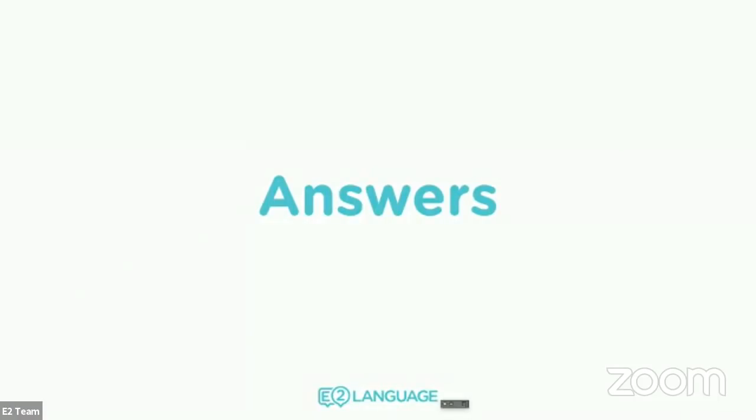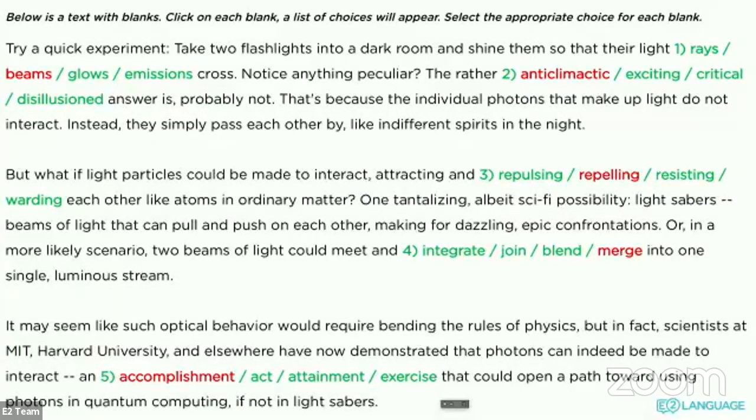Let's look at those words here. They are, drum roll, number one is beams, light beams. Of course, rays, glows, and emissions all relate to light, but we're talking about beams of light. The number two is anticlimactic, the best word here. The other ones are either opposite, such as exciting, or just don't quite work, such as critical and disillusioned. Number three, repelling, as the opposite of attracting. Number four is merge. That's the best verb. You merge the light into a single stream. And number five is an accomplishment.